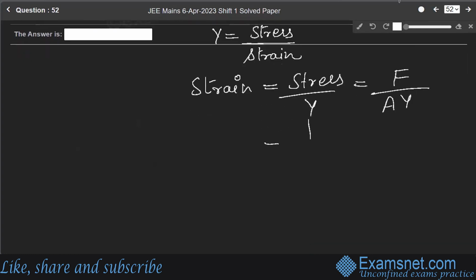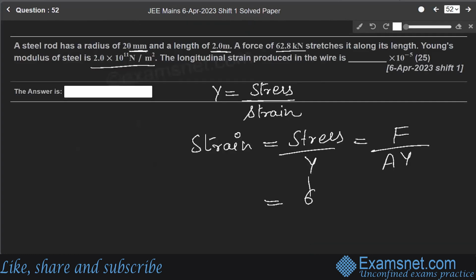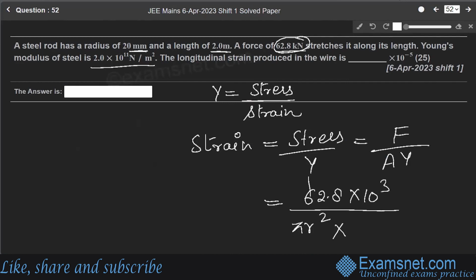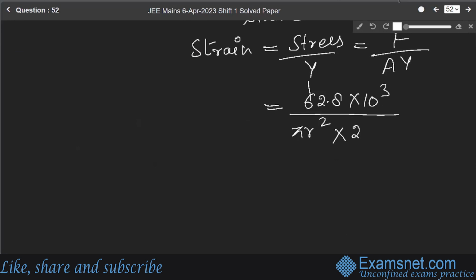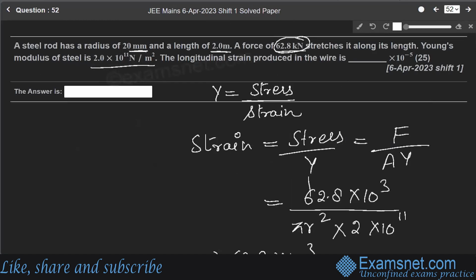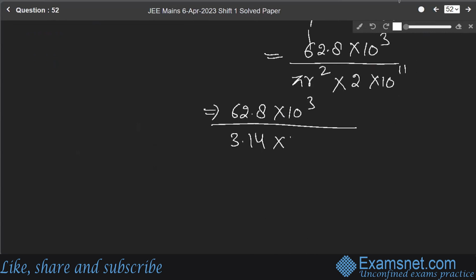It will be equals to basically F over AY. F is given as 62.8 kilonewton. So 62.8 into 10 to the power 3 over area given as pi R square into Y, Y value is 2.0 into 10 to the power 11 newton per meter square. So this will be equals to 62.8 into 10 to the power 3 over 3.14 into R square. R is given as 20 millimeter. That will be equals to 400 into 10 to the power minus 6, into 2 into 10 to the power 11.